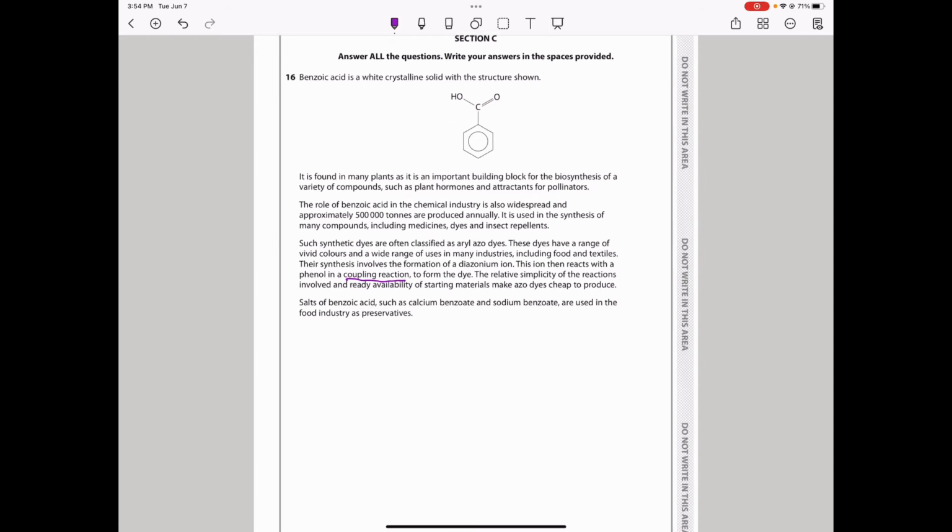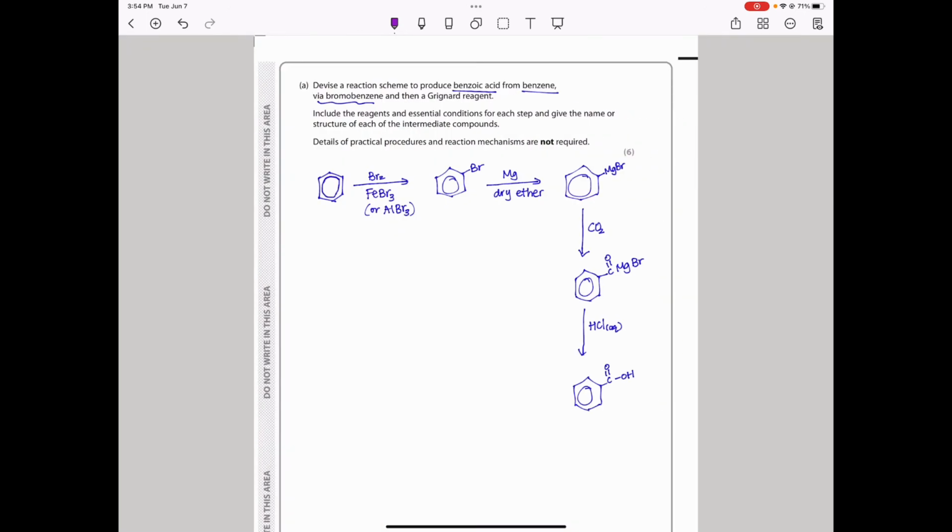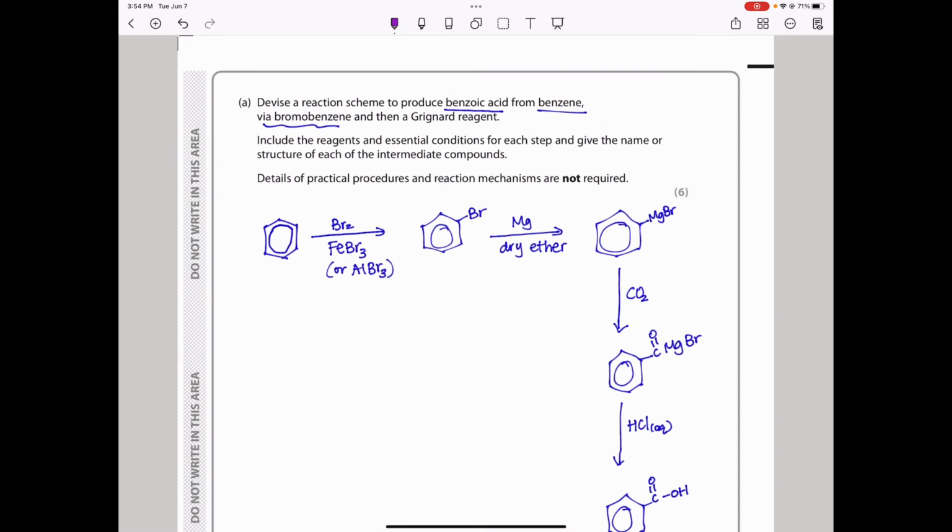So here we're seeing the introduction basically to the questions we're going to be looking at. They say devise a reaction scheme to produce benzoic acid from benzene. Now this is very important. They say benzoic acid from benzene via bromobenzene and a Grignard reagent. So it means we will begin with our benzene. We'll begin with our benzene.